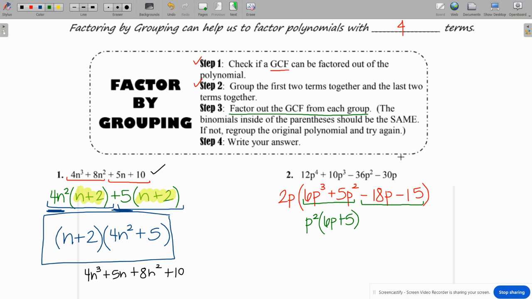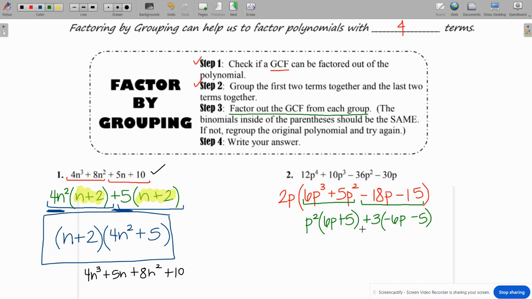Now, my goal up here, remember, it says the binomials inside the parentheses should be the same. My goal is to have this happen over here. So negative 18p minus 15, if I'm thinking about the GCF there, a lot of times we're going to say, oh, well, it's 3. So if I factor out a positive 3, what I'm going to get here is negative 6p minus 5. Now these parentheses, they don't match.